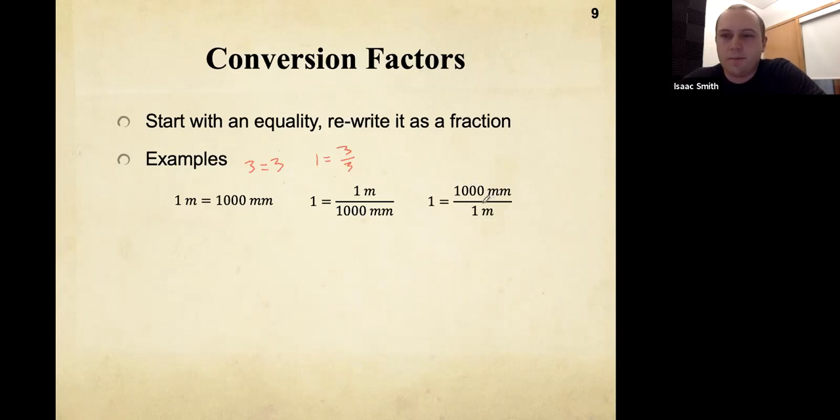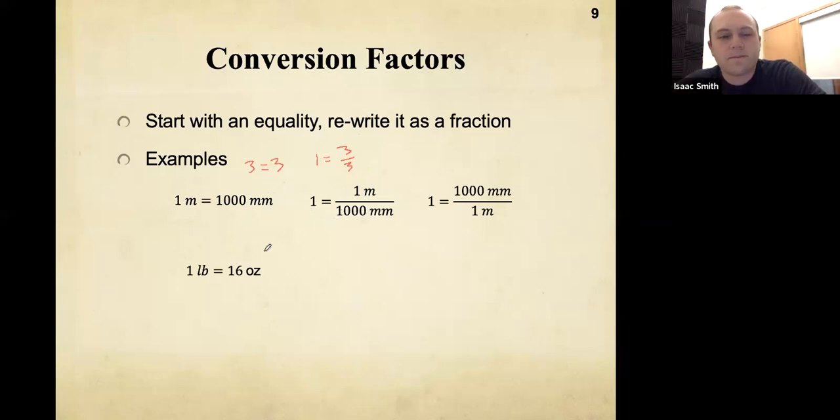And you can flip them as well. It doesn't really matter which one's on top or which one's on bottom, right? So you could put this 3 on top or the other 3 on bottom, whatever. The main thing to remember is that when you see an equality, you can rewrite it as a fraction equal to 1 with either one of these as the numerator and either one as the denominator.